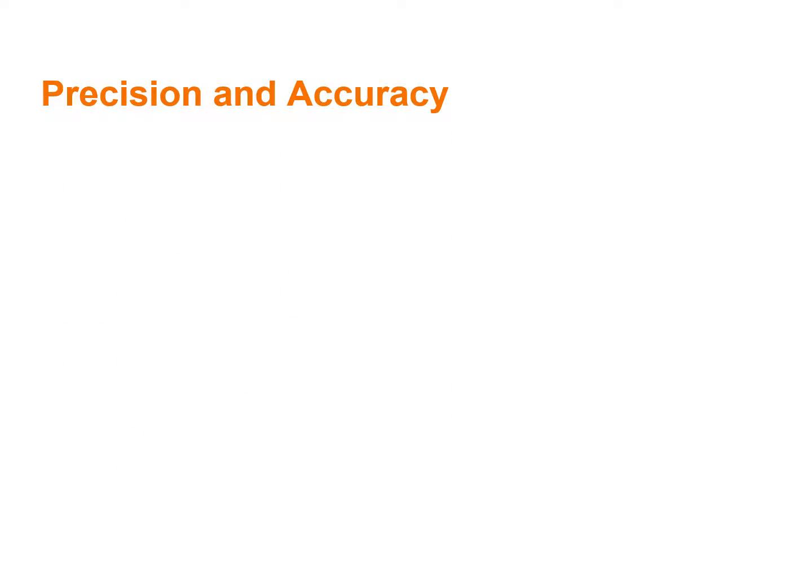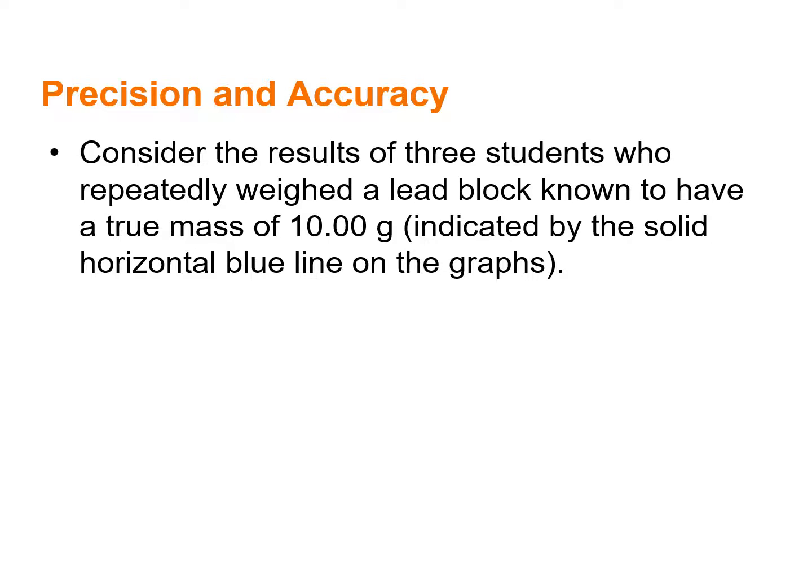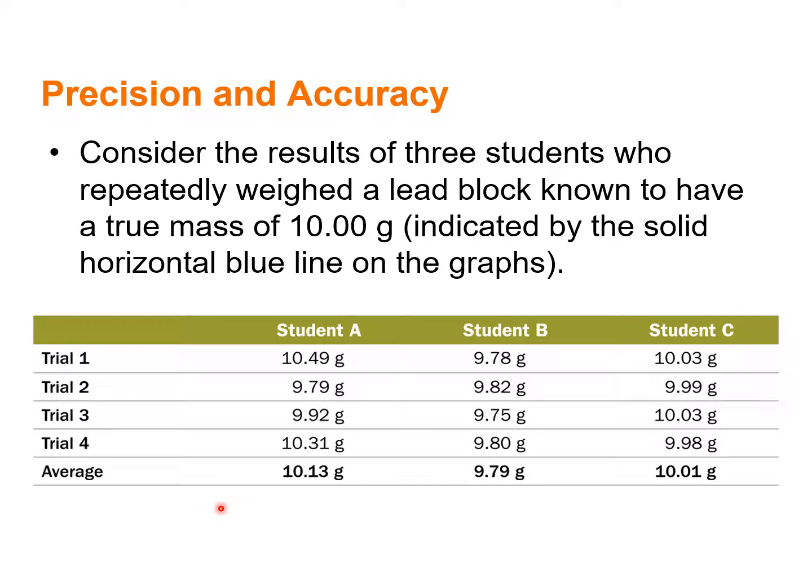Okay, so more stuff about precision and accuracy. If you're looking at the results of 3 students, this is a specific example with numbers. Let's say you have 3 students, and they are asked to measure the weight of a block, and it's known to weigh 10 grams exactly. So what happens when you have the 3 students do their work?